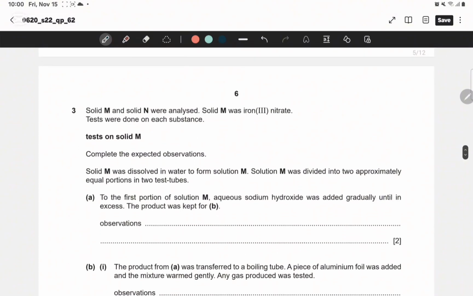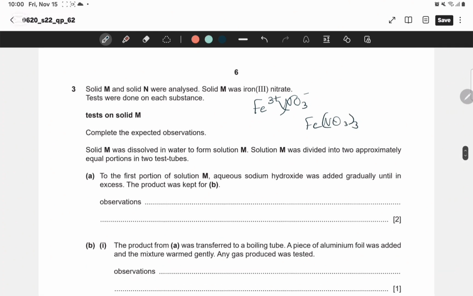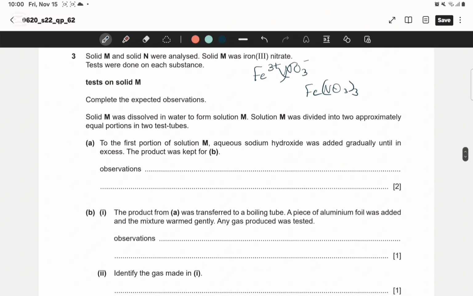Question number 3. Solid M and solid N are analyzed. Solid M is iron nitrate, Fe3+ and NO3 minus, I think. Yeah, NO3 minus. So when you cross multiply, you get Fe(NO3)3. Solid M was dissolved in water to form solution M. Solution M was divided into two approximately equal portions in 2 test tubes. To the first portion of solution M, aqueous sodium hydroxide, so NaOH, was added gradually until in excess. The product was kept for B.